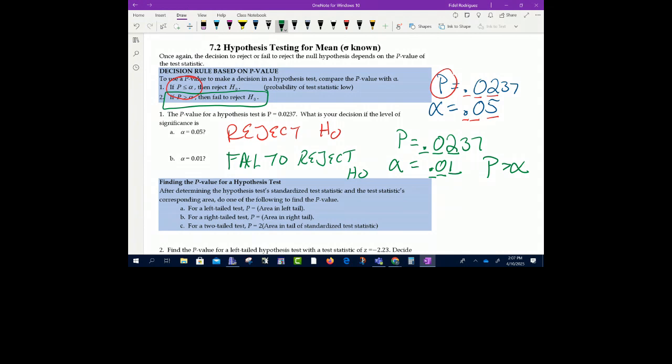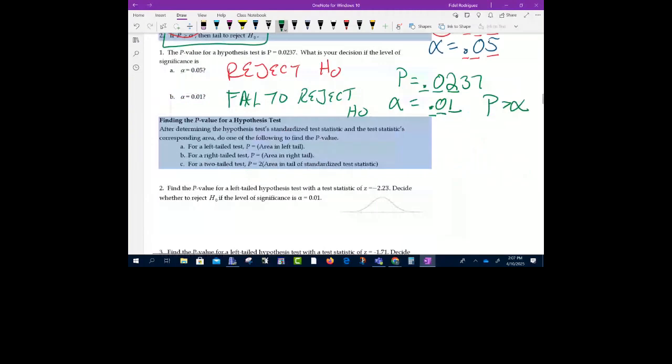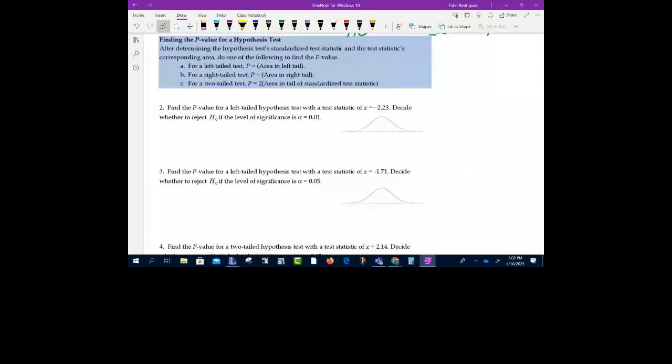Let me keep going down. I'm going to show you how we're going to use these p-values in a few minutes. But let's see if we can find the p-value for a hypothesis test. When we're going to find the p-value, this is what we're going to do. When we have a left tail test, P is going to be the area in the left tail. In a right tail test, P is going to be the area in the right tail. But if we have a two-tail test, P is going to be equal to 2 times the area in the tail of the standardized test statistic. I'll show you what I mean by that.